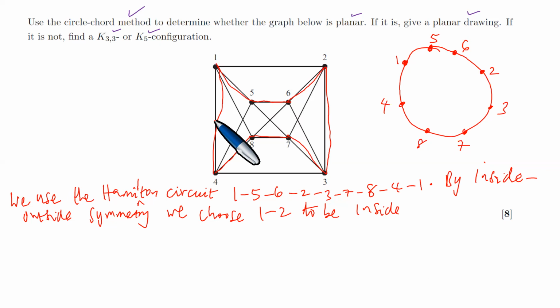All right. So by inside outside symmetry, we choose 1, 2.